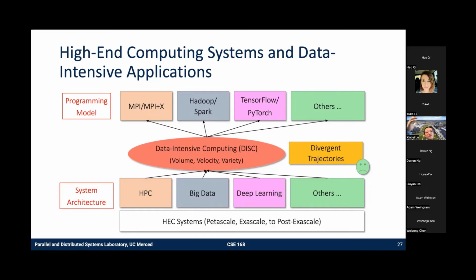Or if you look at the programming model perspective, like I mentioned earlier, you can use MPI or MPI plus PGAS, you can use Hadoop, Spark, TensorFlow, different kinds of programming models available. So which one is the right solution for you? Tell me, right? That's a big unknown sometimes for many application scientists. For instance, just the example I showed earlier, when I talked with Ben's advisor in the beginning, we were trying to select whether we should use MPI or we should use Spark, right? Because I'm not an application scientist.